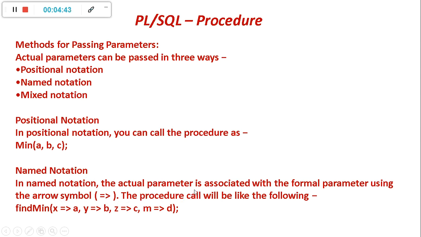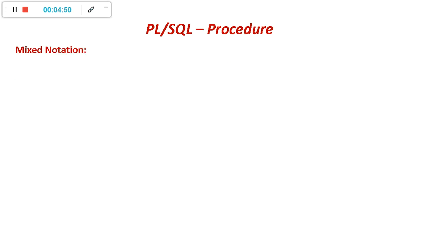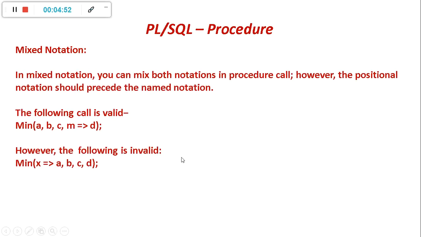The actual parameter is associated with the formal parameters using the arrow symbol. The other one is mixed notation. We can mix both notations in a procedure call. However, the positional notation should precede the named notation. So this one is valid and this one is invalid. We can see the difference between both procedure calls. There is a difference, and this is the valid one and this is the invalid one.